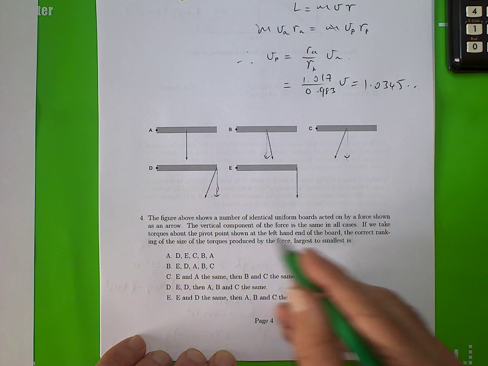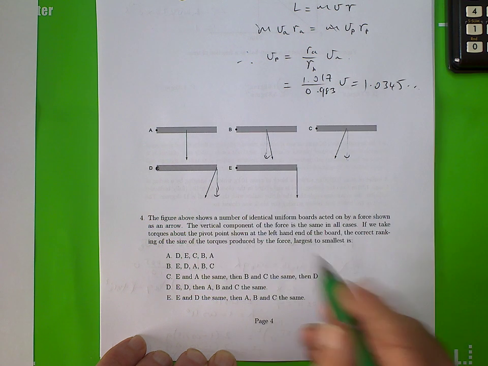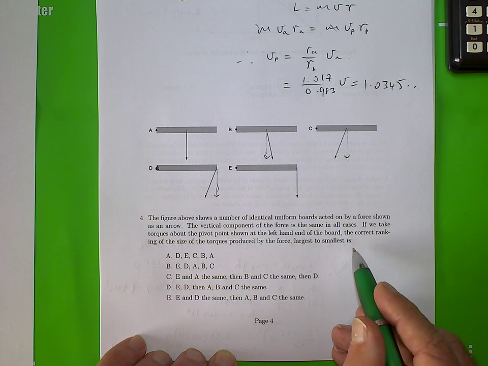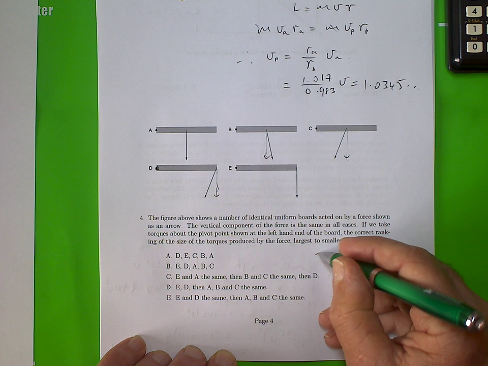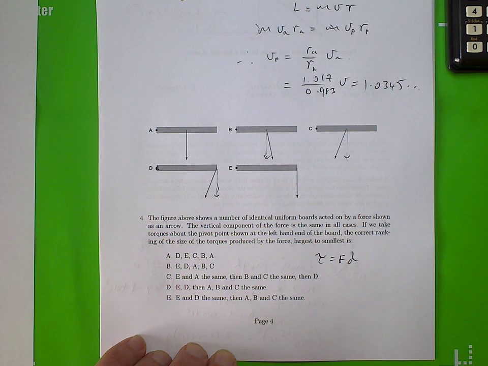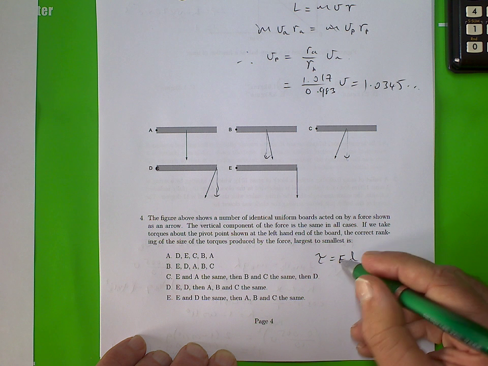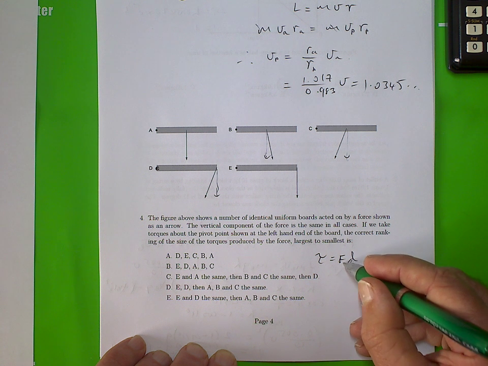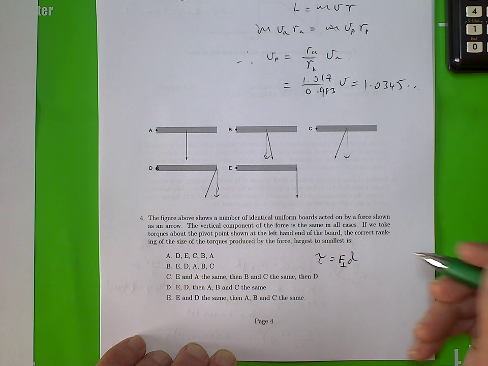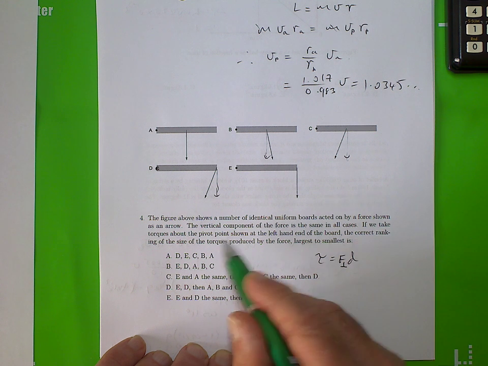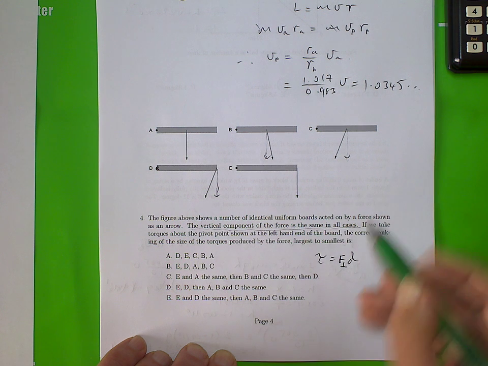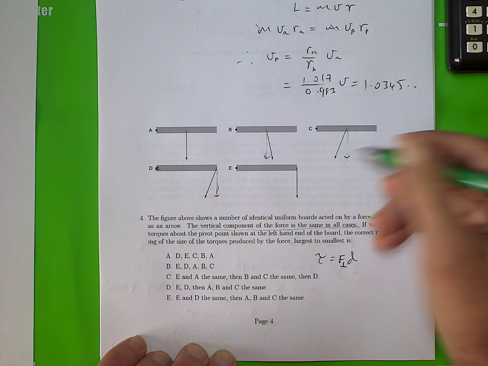If we take torques about the pivot point, the correct ranking of the size of the torques produced by the force from largest to smallest is, well, we know torque is equal to the force times the distance. And what force is it? It's the component of the force at right angles. So what's the component of force at right angles? The vertical component of the force is the same in all cases.